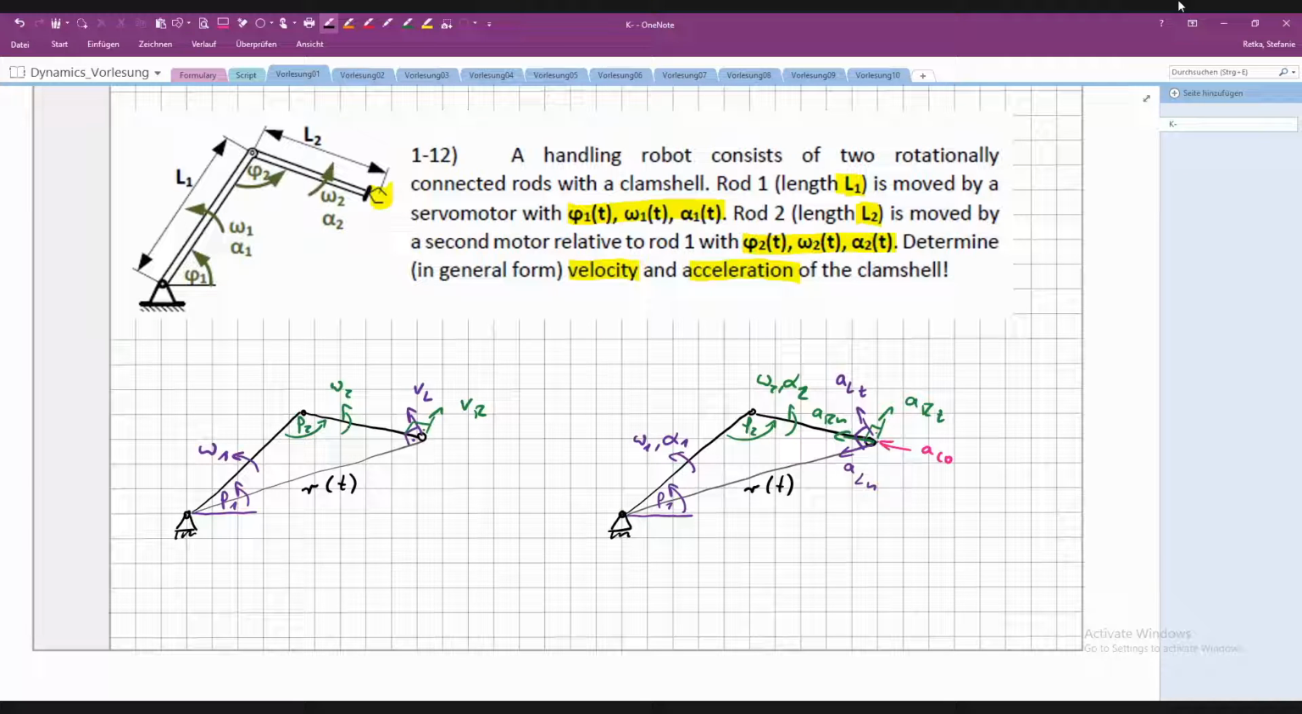Okay, any questions so far? Professor, I have a question. Yes. Why are our acceleration and speed for the leading motion not perpendicular to the first rod, but perpendicular to the line between the start and the clamshell? Because they have to be perpendicular to the radius of the circle.